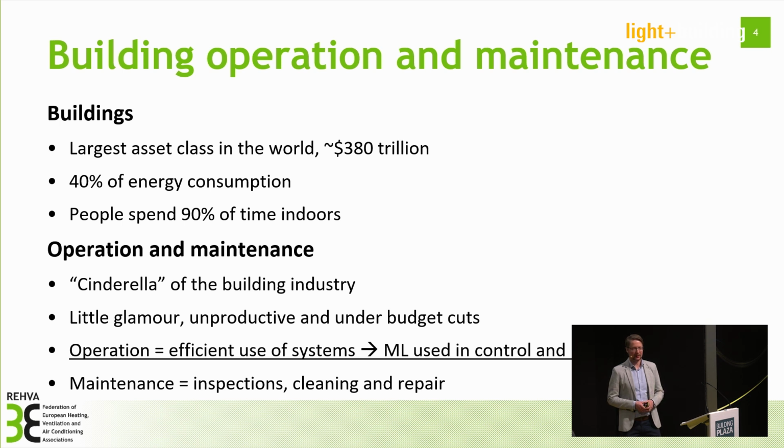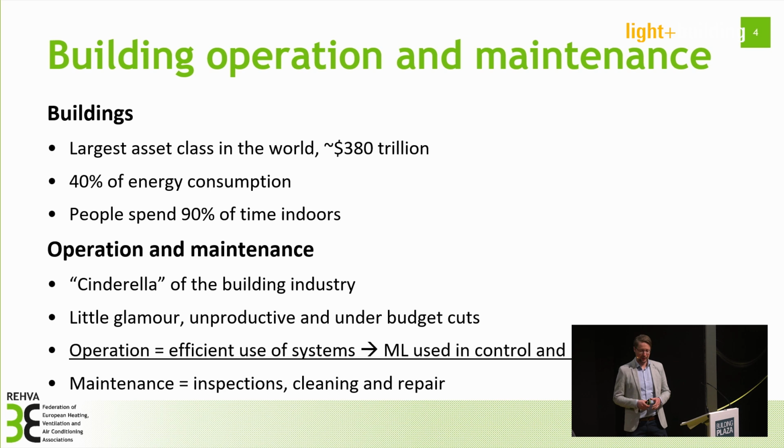So the building industry is really significant, but when we come to building operation and maintenance, there's quite a huge mismatch at the moment. You could say that it's the Cinderella of the building industry. Many times seen as really unproductive. The workers have low wages and it is many times under budget cuts. So instead of being a significant industry, you don't see that many investments in building operation and maintenance. Although especially the operations, like the efficient use of devices, is really important from the energy usage point of view. So it has a really big impact on energy usage.